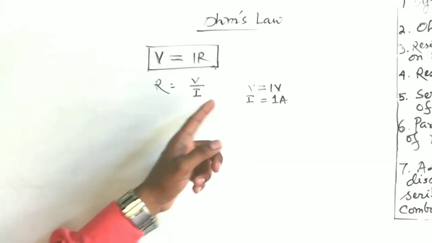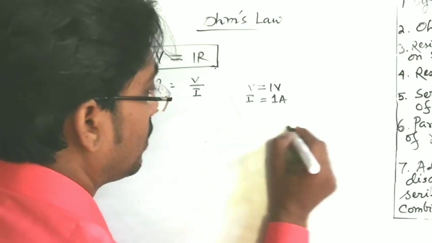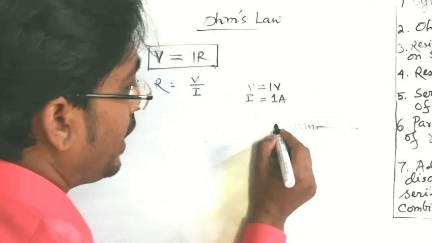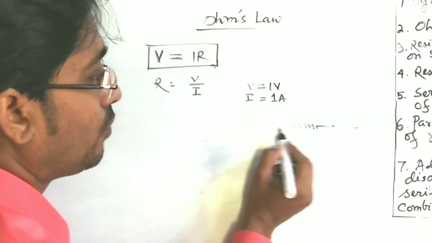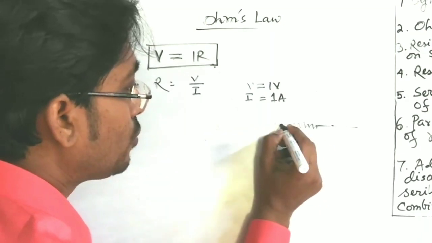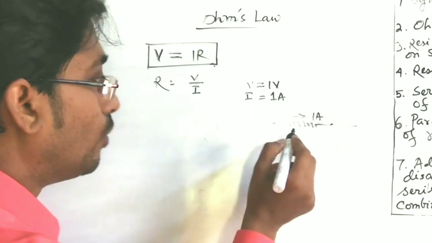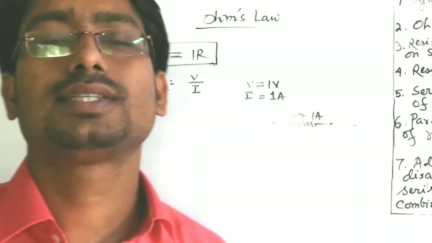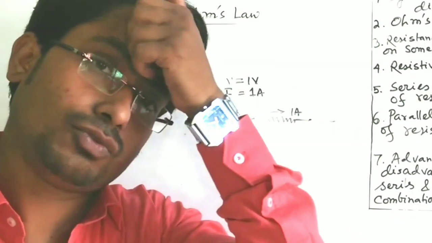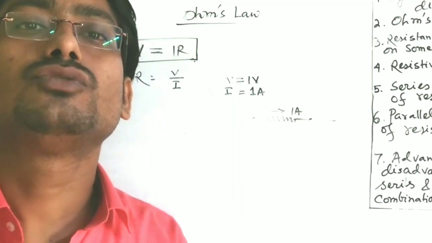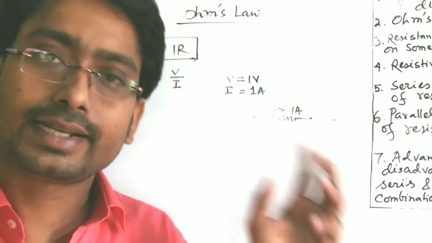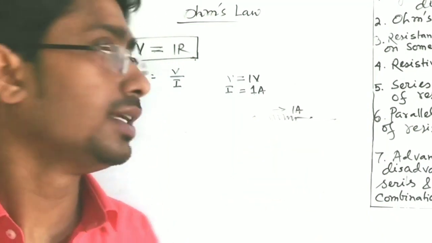Then we can say if the two ends of the conductor are under 1 volt potential difference and the current flowing through it is 1 ampere, then 1 ohm resistance will be offered by the conductor. So the current will face some opposition when trying to flow in this wire, and that type of opposition offered by the conductor is called the resistance.